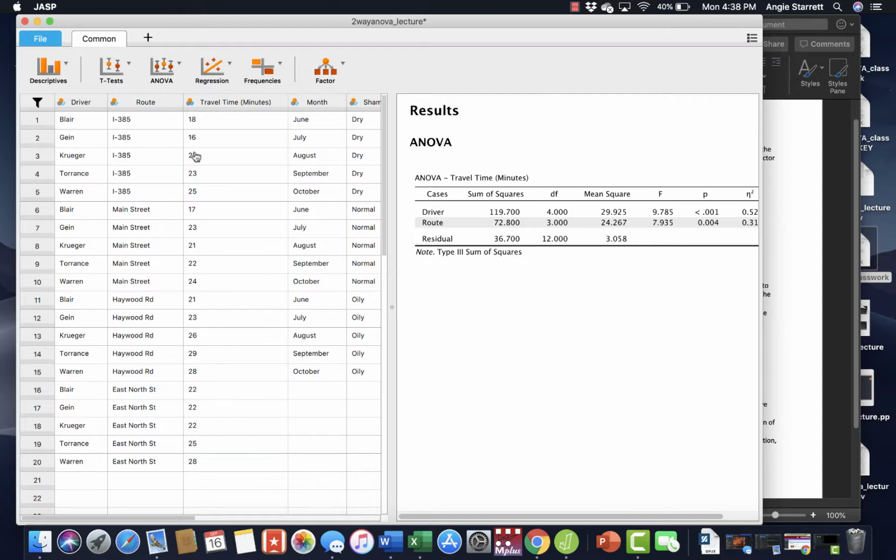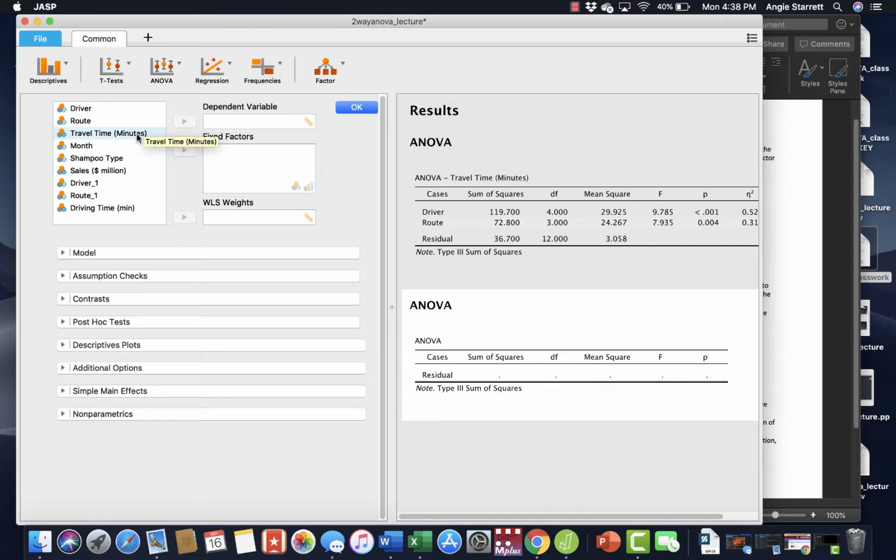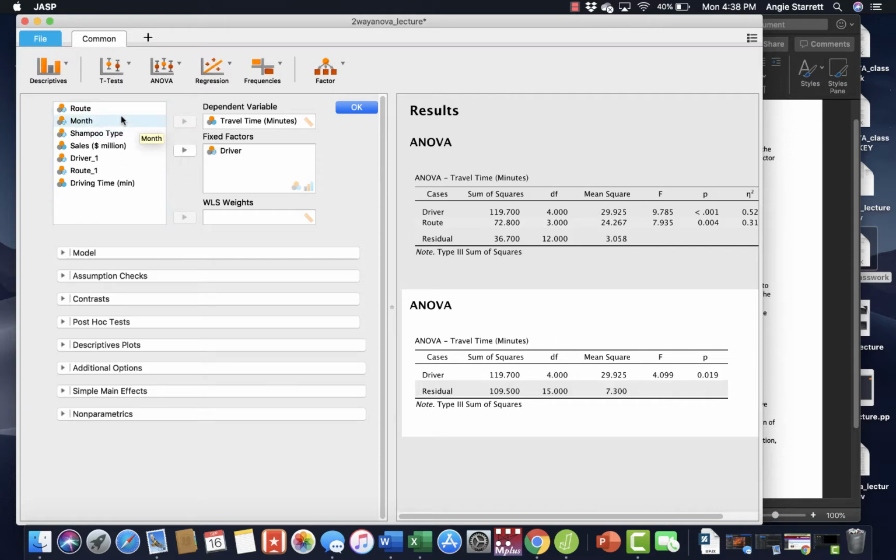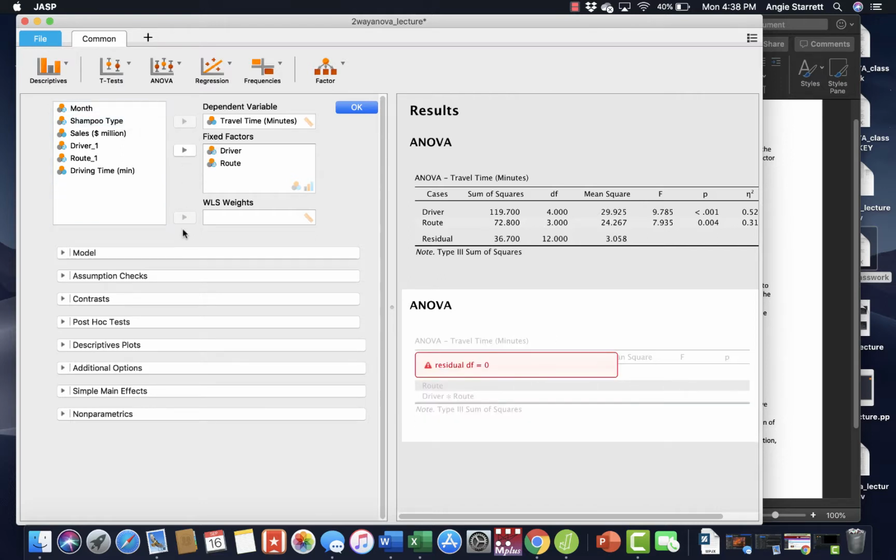All right, so we want to go to ANOVA. Travel time is our continuous variable, so that's the dependent variable. Driver is one of our fixed factors, and route is the other one. All right, aha. So do you notice here, we've got a problem, right? There is an error, there is a problem.